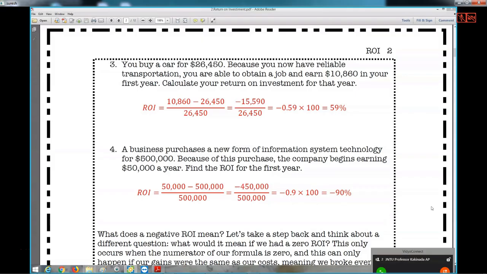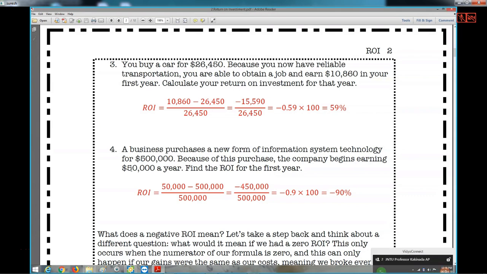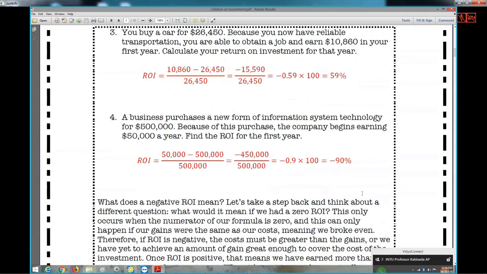With this purchase, the company is earning $50,000 per year. Find the return on investment for the first year. Here we purchased for $5 lakhs, but we are getting only $50,000. So 50,000 minus $5 lakhs, divided by $5 lakhs, gives minus 90%. So we have a loss in the first year.